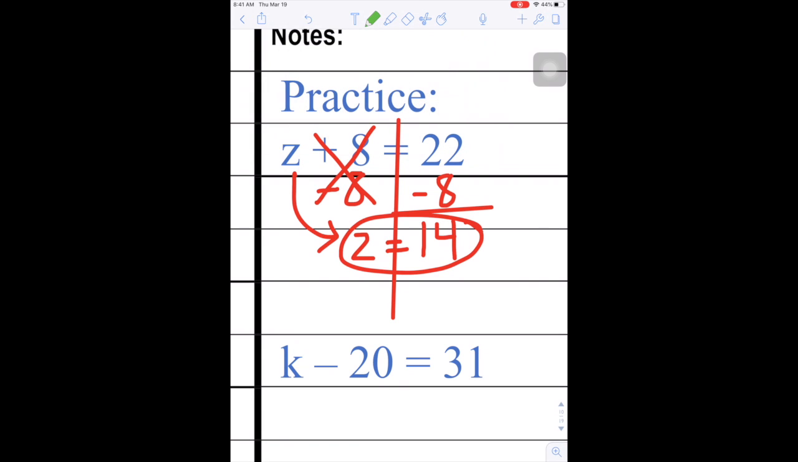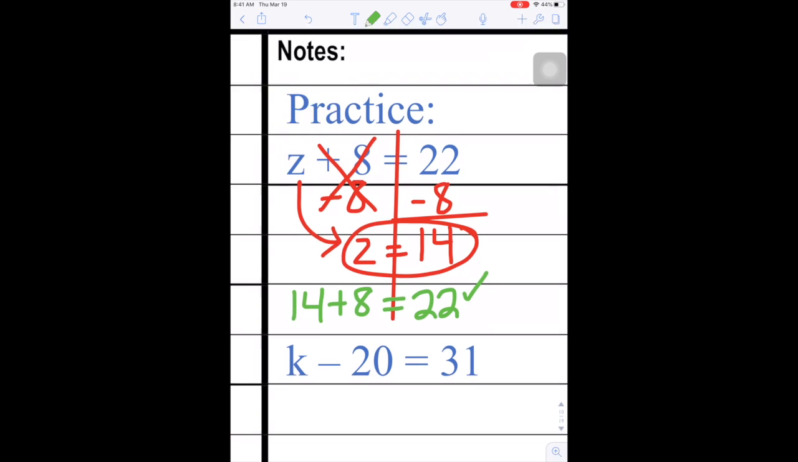Again, we're going to plug it back in and see if I have 14 plus 8. Does that equal 22? And it does. Check.